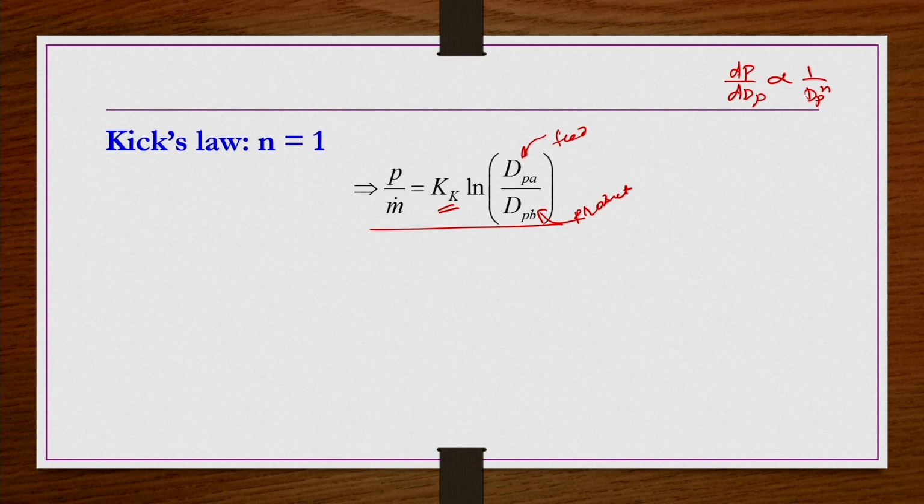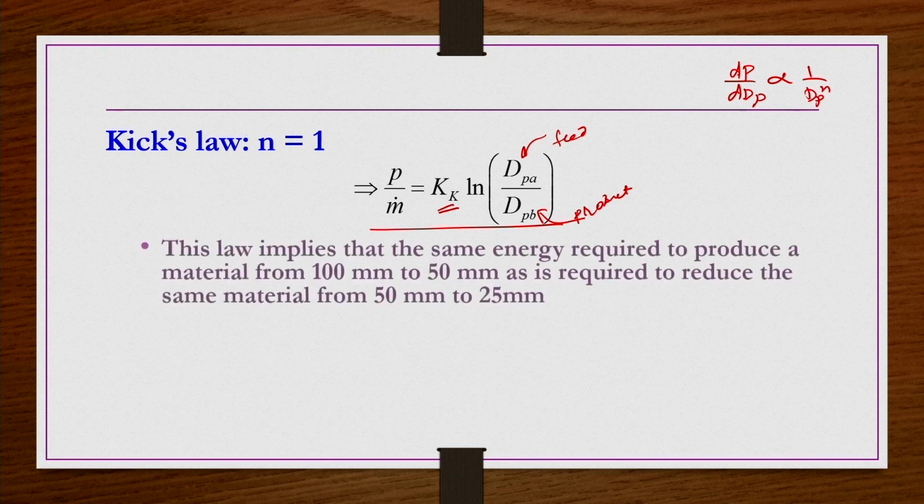Let us say dPa is 100, dPb is 50, so 100 by 50 is 2. So whatever the power required for reducing the size of feed from 100 mm to get product 50 mm, that power requirement is going to be the same for feed 50 mm and getting product 25 mm, because 50 by 25 is again 2. But that is in general not true. That is the reason this kind of restriction is there here also.